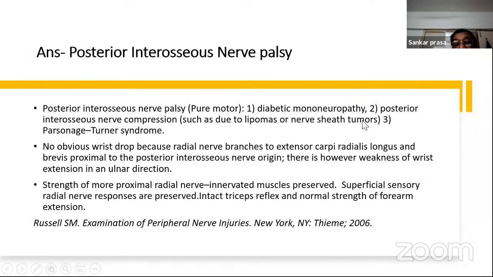It can happen in diabetic mononeuropathy, posterior interosseous nerve compression due to lipomas or nerve sheath tumors, or brachial neuritis, which can affect single nerves also. There is no obvious wrist drop because the radial nerve branches to the ECRL and ECRB, extensor carpi radialis longus and brevis, proximal to the posterior interosseous nerve origin. There is, however, weakness of wrist extension in an ulnar direction. Strength of more proximal radial nerve innervated muscles is preserved, that is, the triceps. Superficial sensory nerve responses are also preserved, with an intact triceps reflex and normal strength of forearm extension.